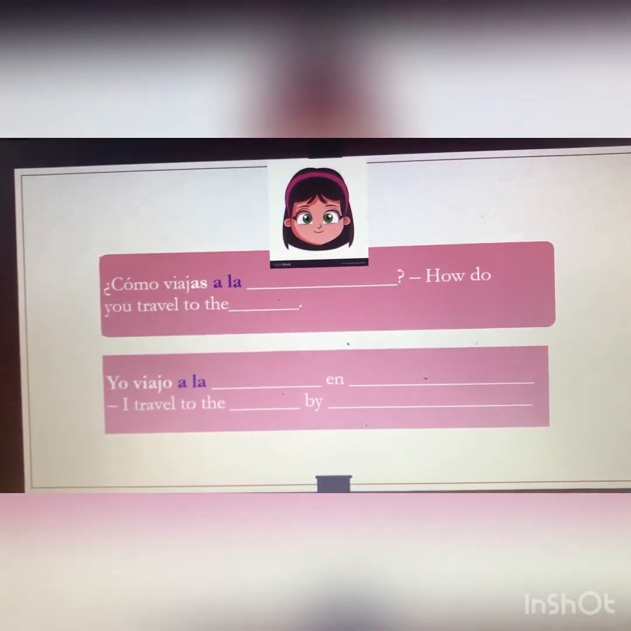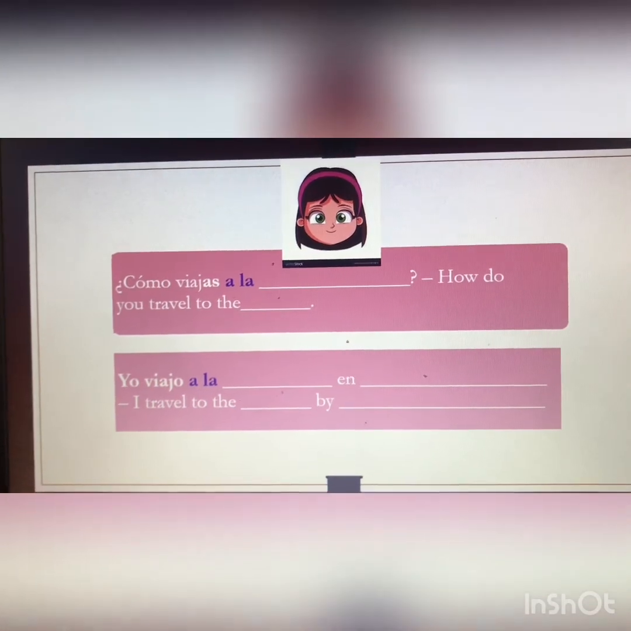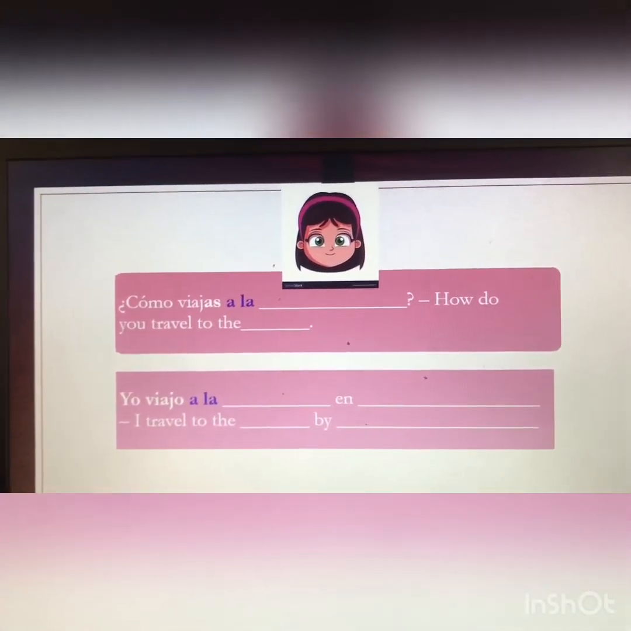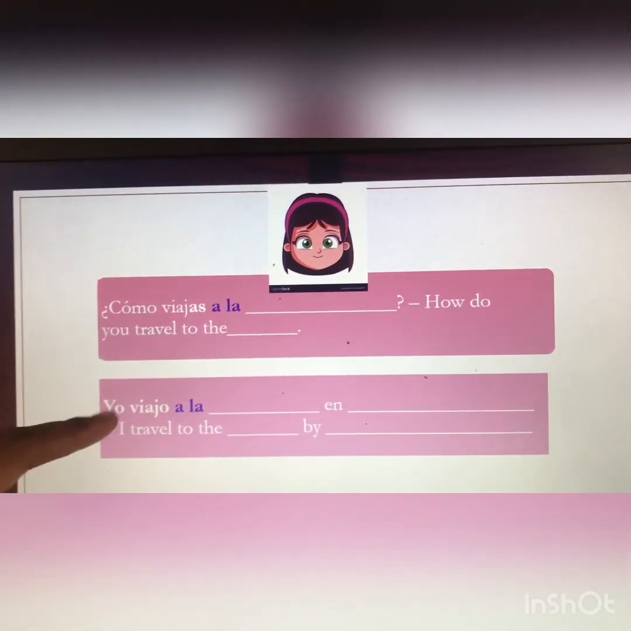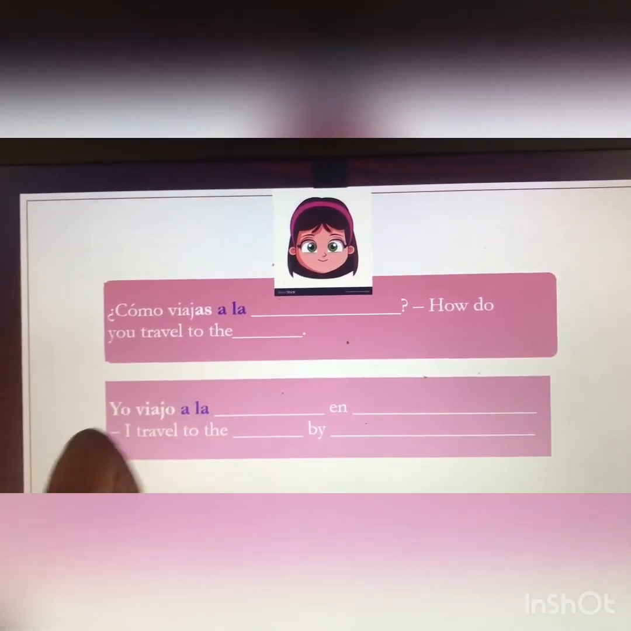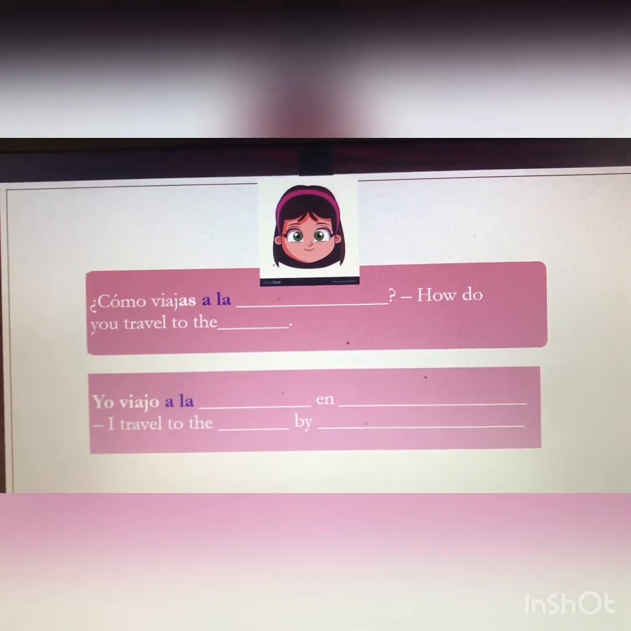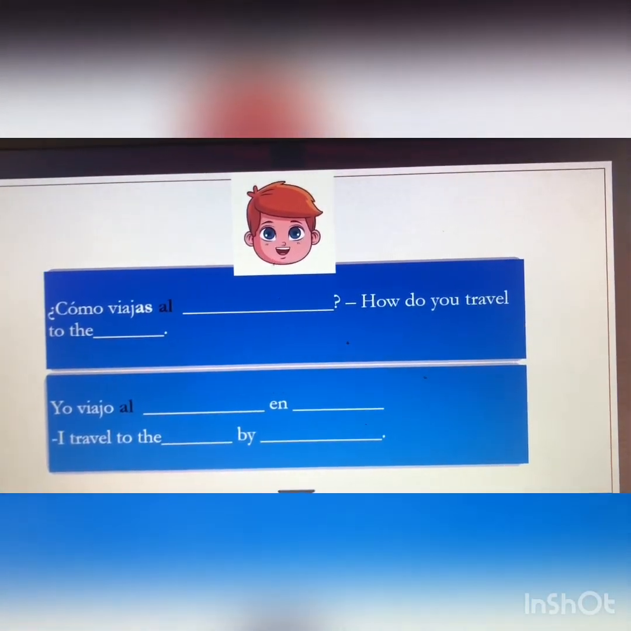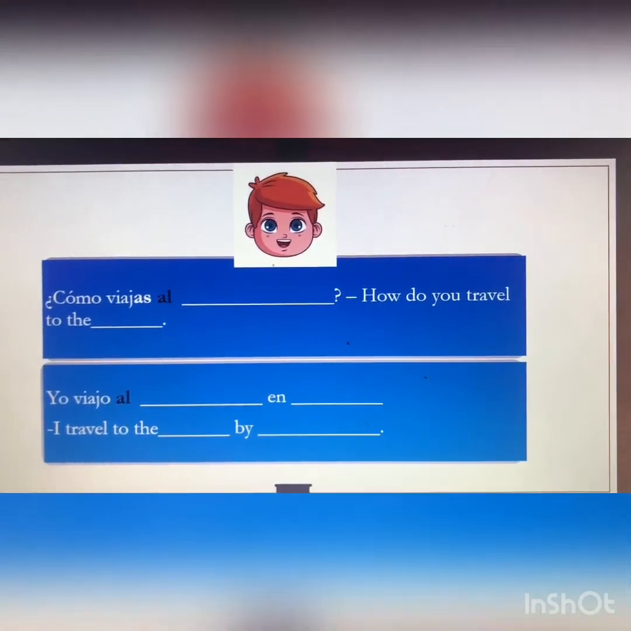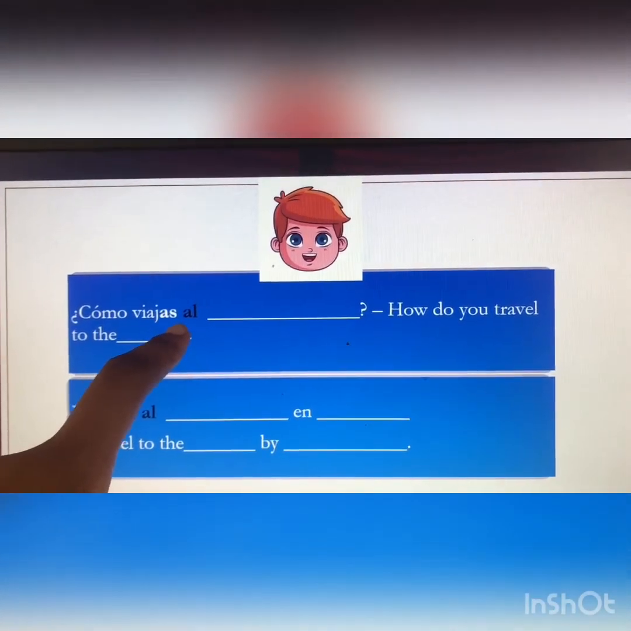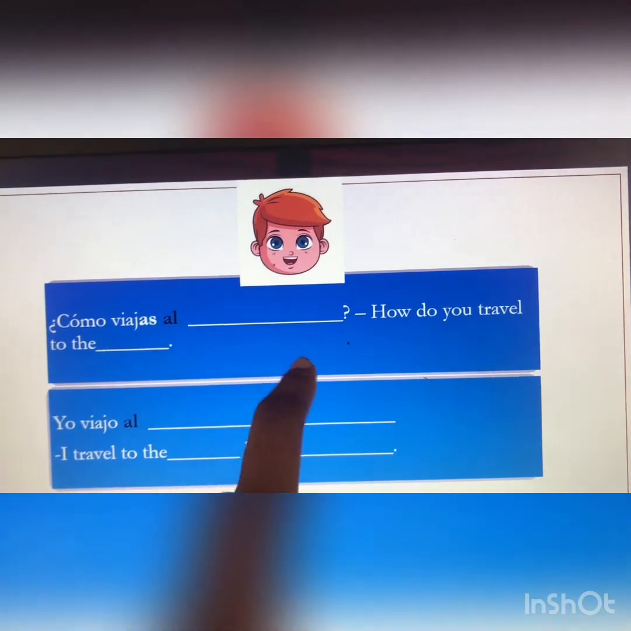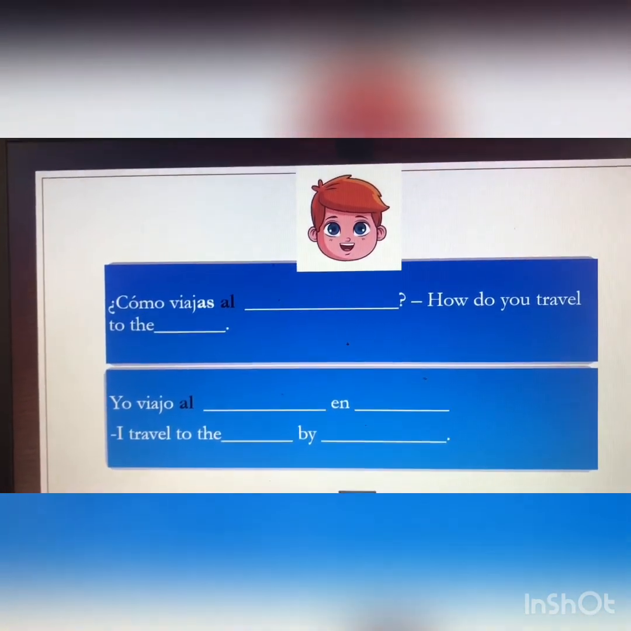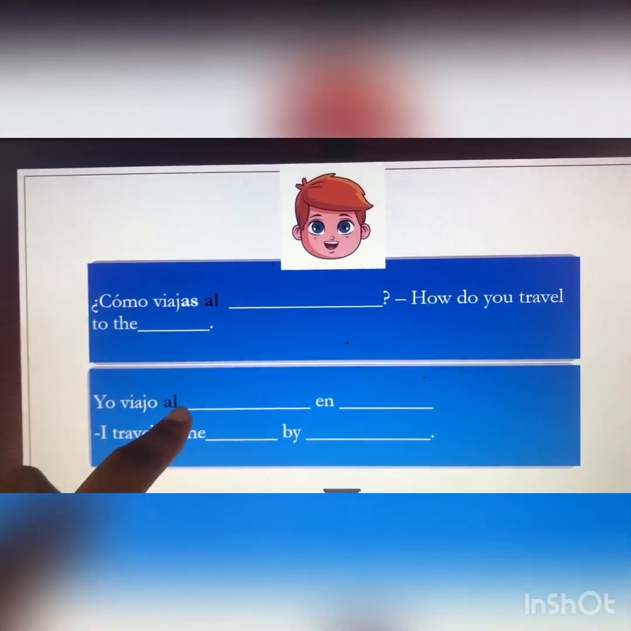La playa, la biblioteca, la tienda. As long as the place is feminine, this is what we would ask. Now, para responder, we would say, yo viajo a la. So this is what we use if the place is feminine. Sin embargo, however, if the place is masculine, we would say, ¿cómo viajas al? And then you put the place. To respond, we will say, yo viajo al.